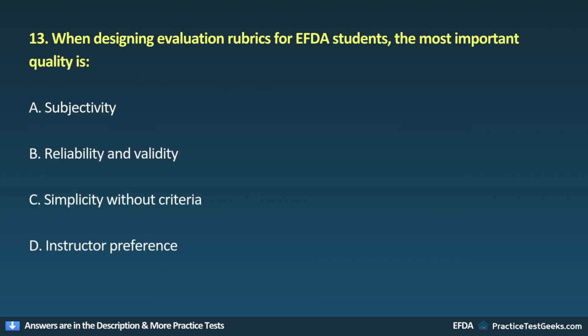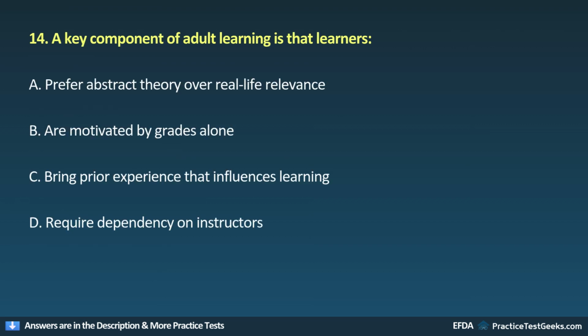13. When designing evaluation rubrics for EFDA students, what is the most important quality? A. Subjectivity. B. Reliability and validity. C. Simplicity without criteria. D. Instructor preference. 14. A key component of adult learning is that learners prefer what approach?